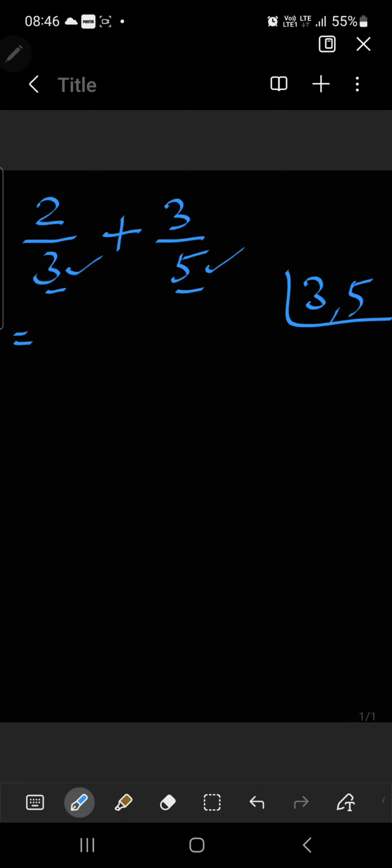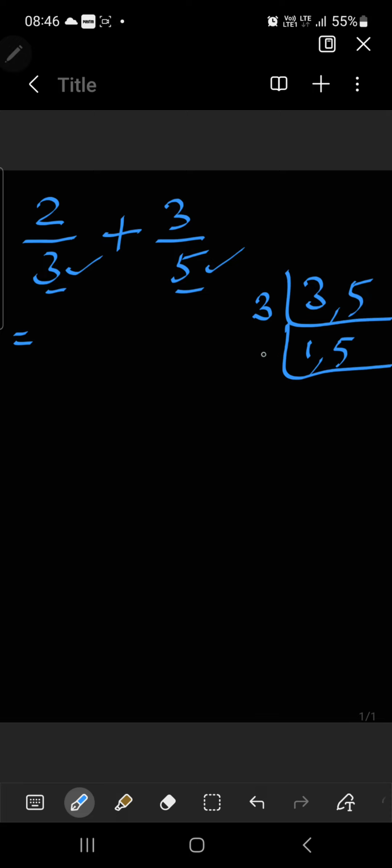Suppose you have to add 2 by 3 to 3 by 5. Now see, your denominators in this question are different. Now how to solve these questions? You have to first make your denominators equal. Okay. So for making these denominators equal, you have to take the LCM of these two numbers which are in the denominator.